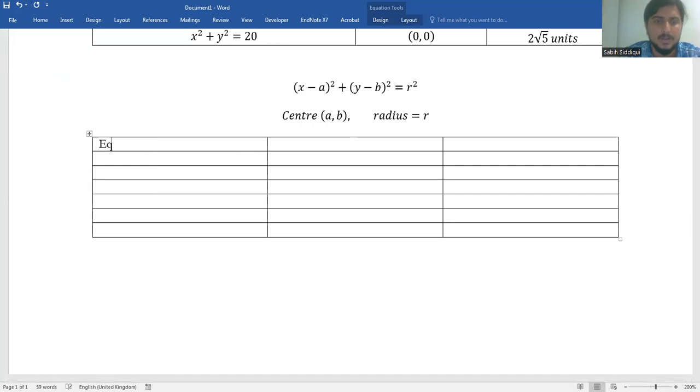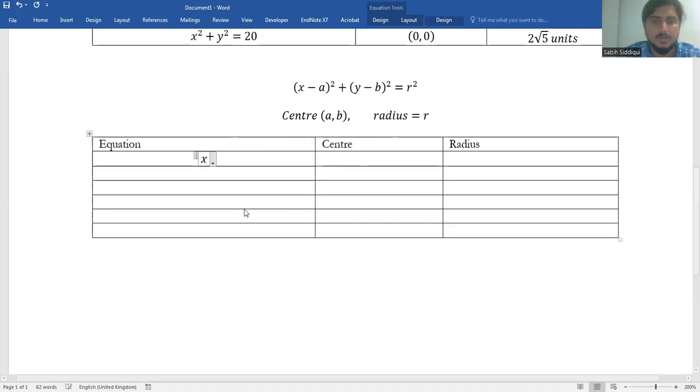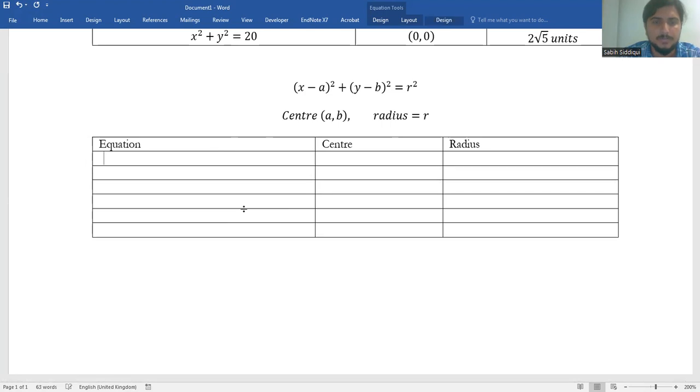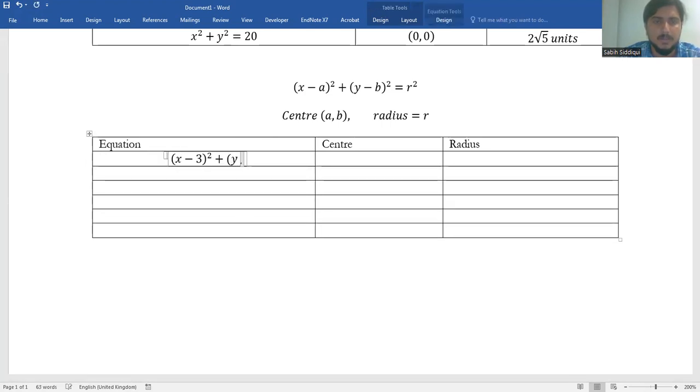Okay, I'll be writing the equation and we want to get the center and the radius. So let's just go through the first equation. (x minus 3) whole square plus (y minus 2) whole square is equal to 4. So in this particular case, the center is (3, 2) and the radius is 2 units.